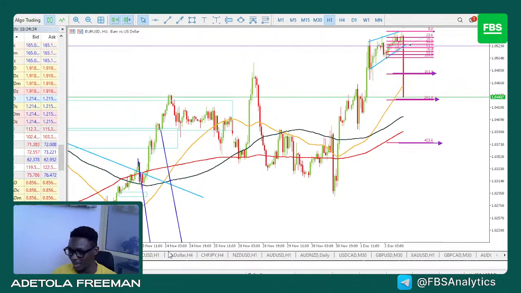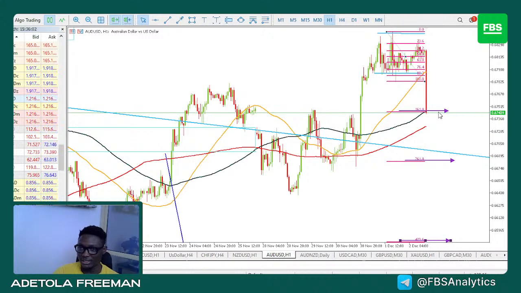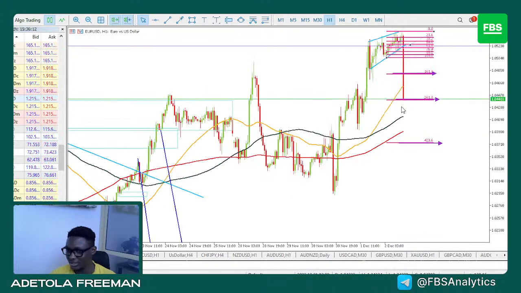If we go over here, we can say TP3 is over here. So we have TP1 already cleared on AUDUSD, TP2 on AUDUSD, and TP3 is right over here. Euro USD, we just looked at Euro USD. This is TP2 on Euro USD already, and then this is TP3 on Euro USD as well.